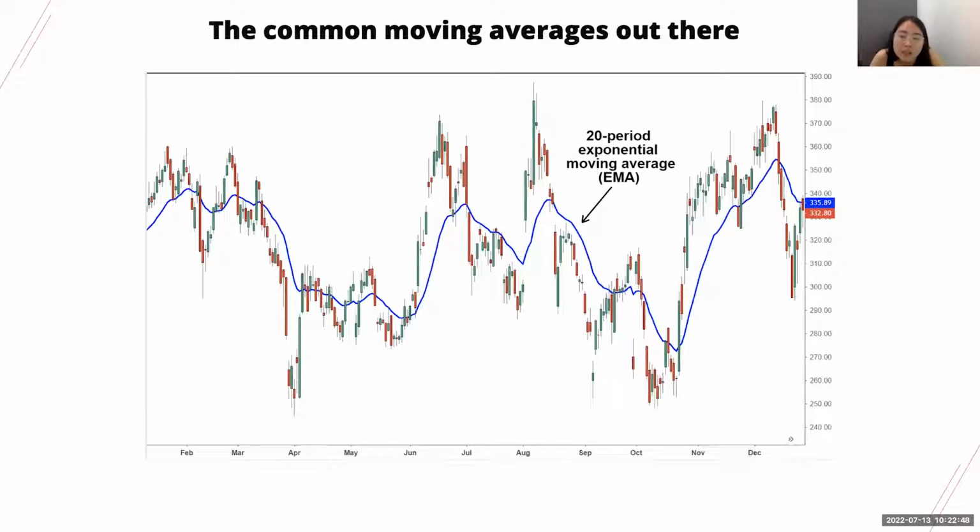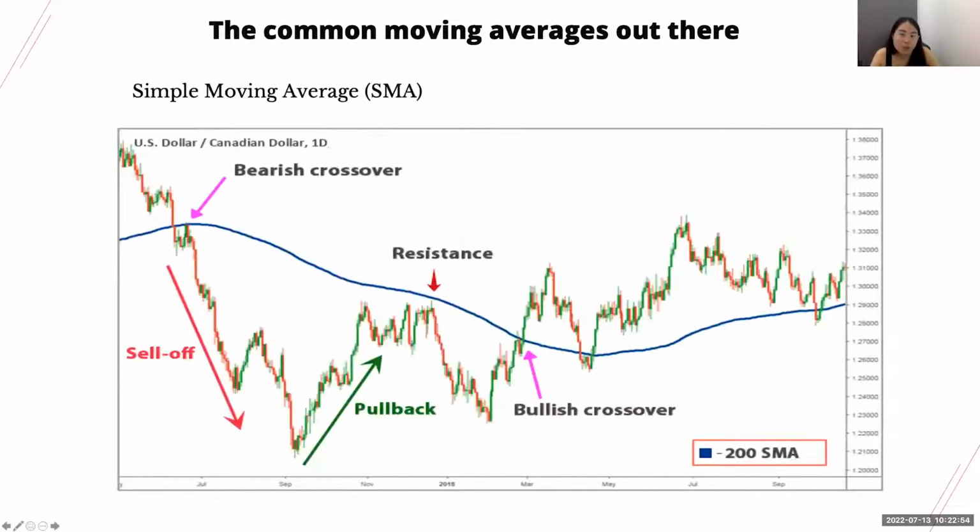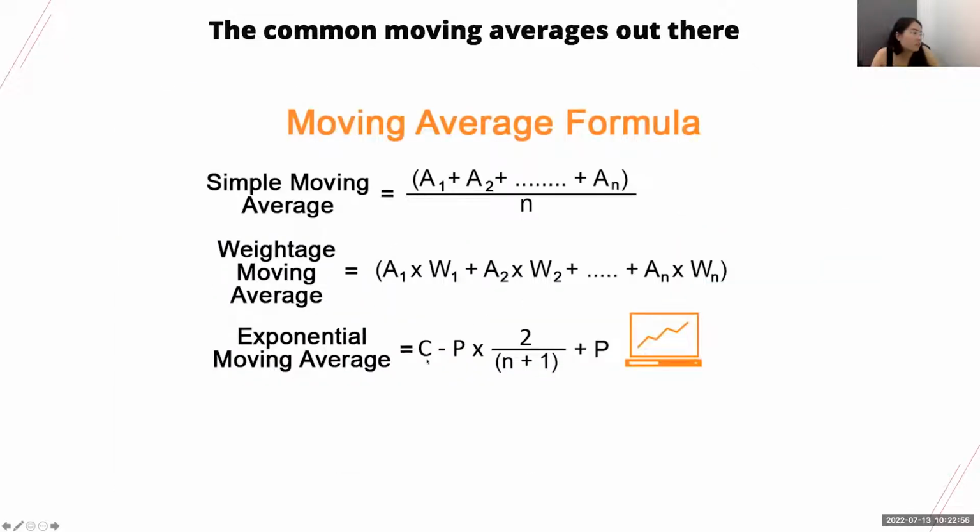When calculating the exponential moving average, the following 3 steps are used. Let me show you the calculation again. This is the one: C minus P times 2 over N plus 1, plus P, okay?